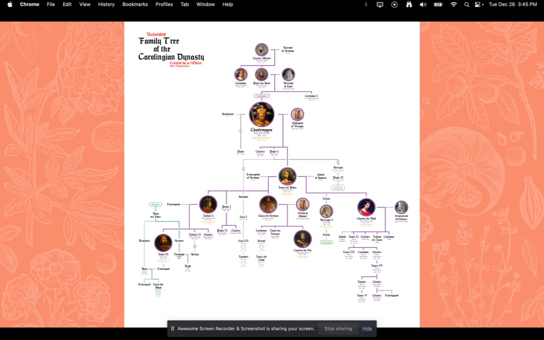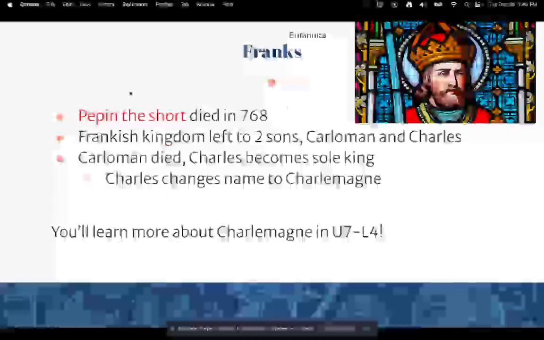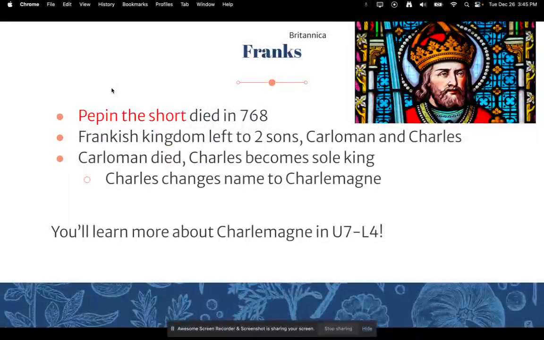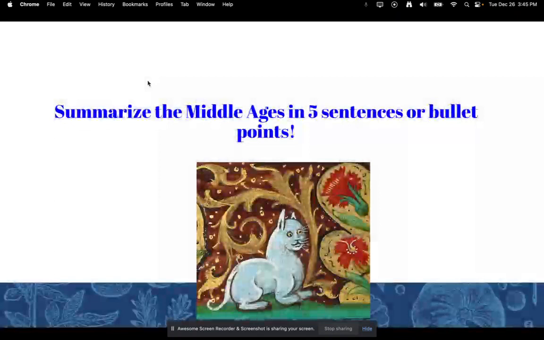So again, you can kind of just see a flow chart here. So here's Charles Martel, Pepin the Short, right? He becomes king. Together they have a son named Charlemagne. You'll learn a lot about Charlemagne later on. So Pepin the Short dies in 768. The Frankish kingdom is then left to two sons, Carloman and Charles. Carloman died. Charles becomes the sole king, and then Charles changes his name to Charlemagne. But you'll learn more about Charlemagne in lesson 4.